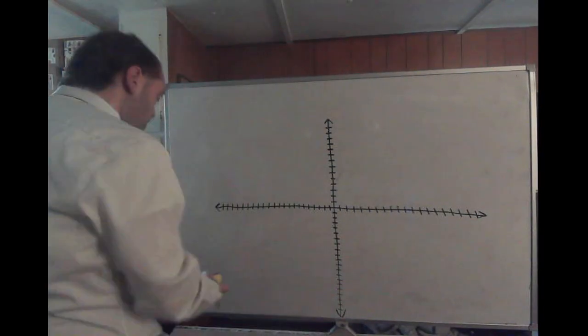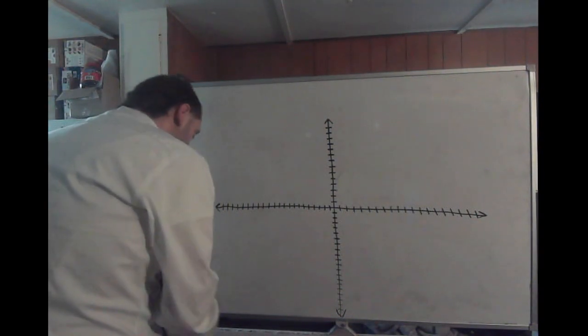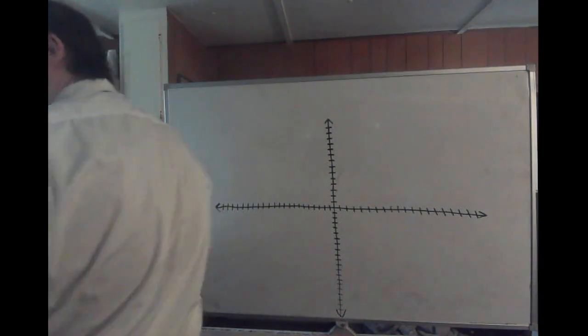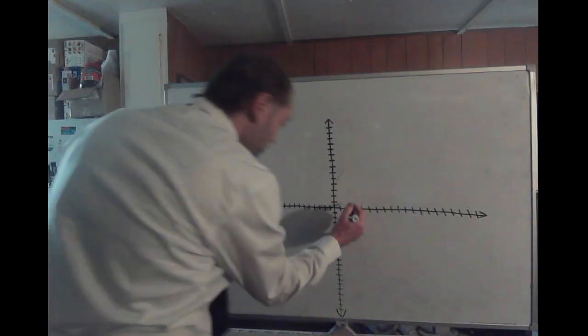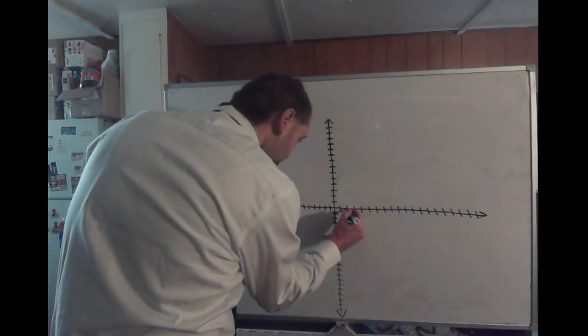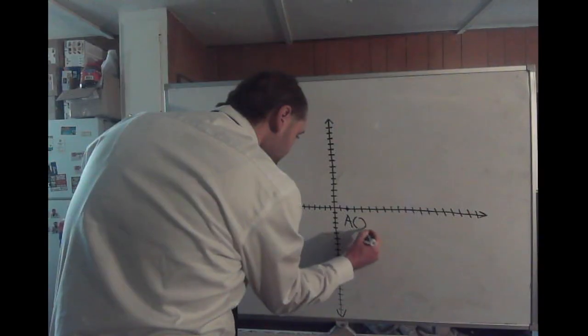Alright, so let's see now. What if we have the first point? It'd help if I got to the page, right? We're going to go from 2, 0, which will be point A. That'll be point A, which is 2, 0.